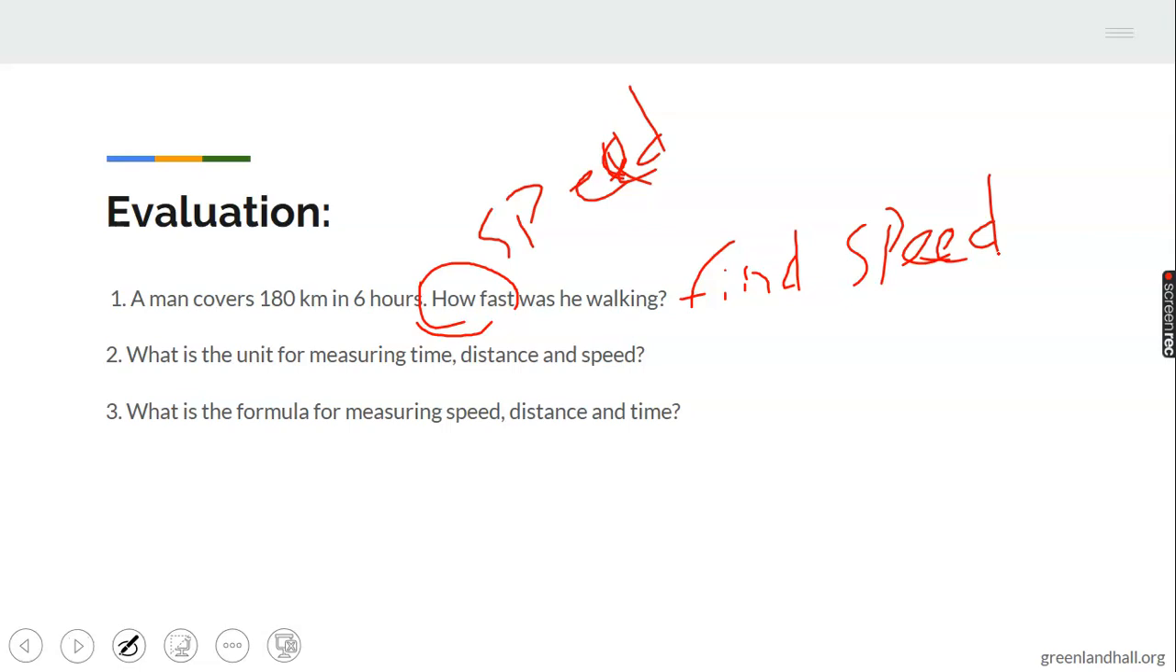What is the formula for measuring speed, distance, and time? That was done, and I kept telling you, don't forget it. Now, what is the formula for measuring speed? What about distance? Good. Now, what about time? That's very good of you. I can see that you've come a long way with me and you are really listening.